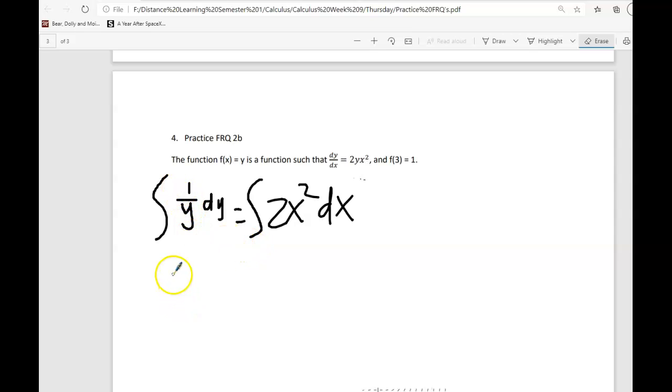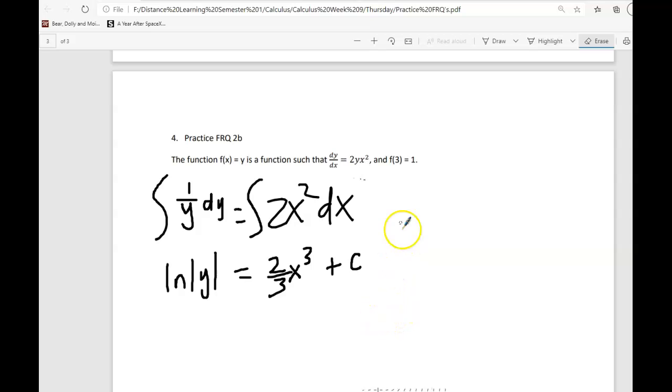So the integral of 1 over y is ln of y, and you don't want to forget your absolute value bars. That's kind of important. And on the right side, if we integrate that, I'm going to add 1 to the power and divide by that number. And we would get this. So separating the variables is 1 point. Integrating both sides correctly is 1 point each. So now we're up to 3 points.